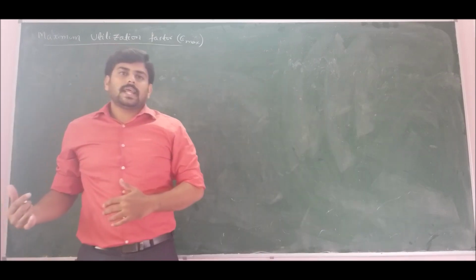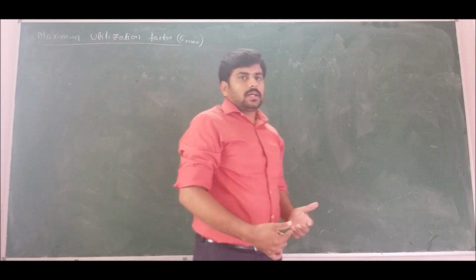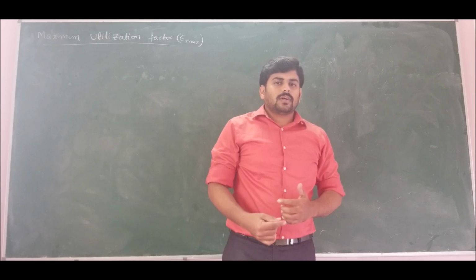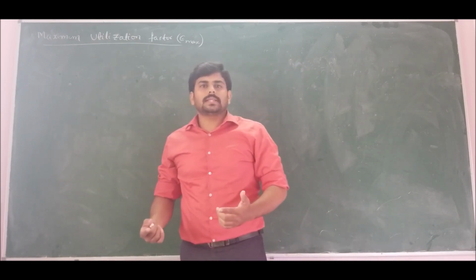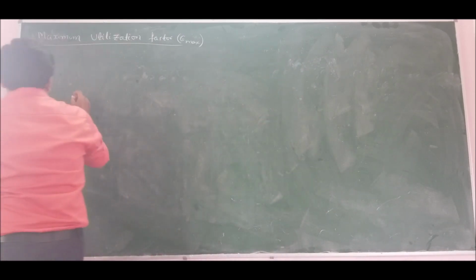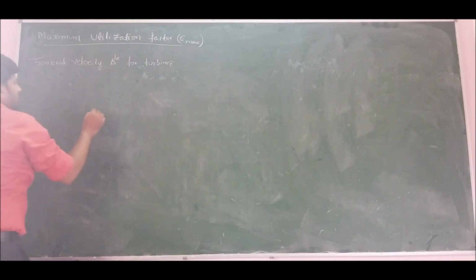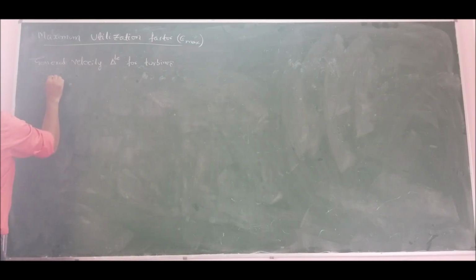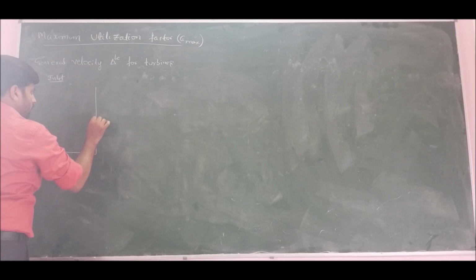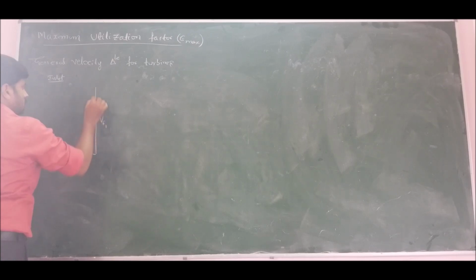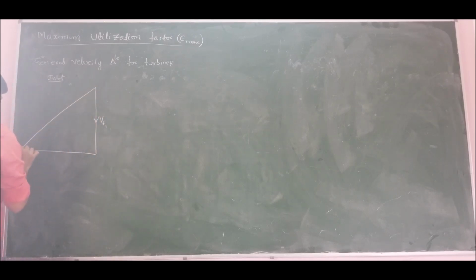So let me draw the velocity triangle for the turbine and see what alteration must be done to the general velocity triangle to make the utilization maximum. So the general velocity triangle for turbine at inlet: we have the flow velocity Vf1, the absolute velocity V1, and the relative velocity Vr1.